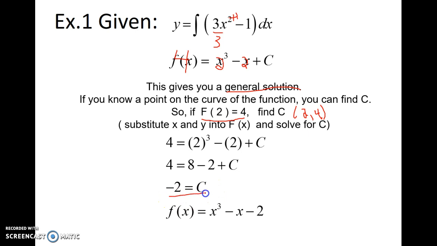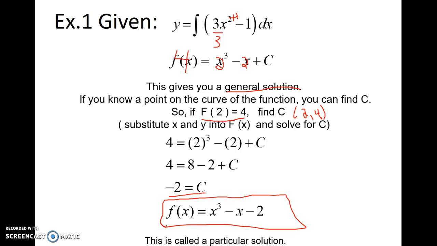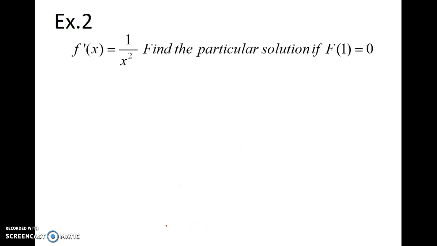You can see C equals -2, so now we can rewrite our final answer, not with the C, but with the constant -2 plugged in. This is called a particular solution.